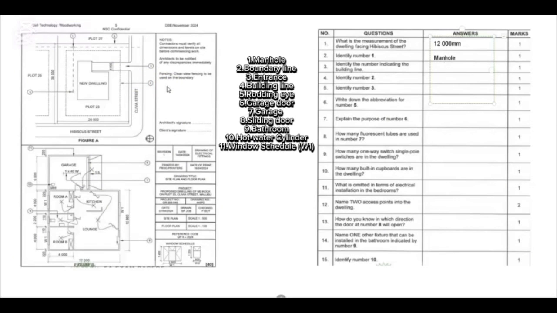Now moving on to question 4. Identify number 2. Number 2, we already wrote number 2 as the point that points to the boundary line, which is the outer limit of the property plot. So number 2 is the boundary line.